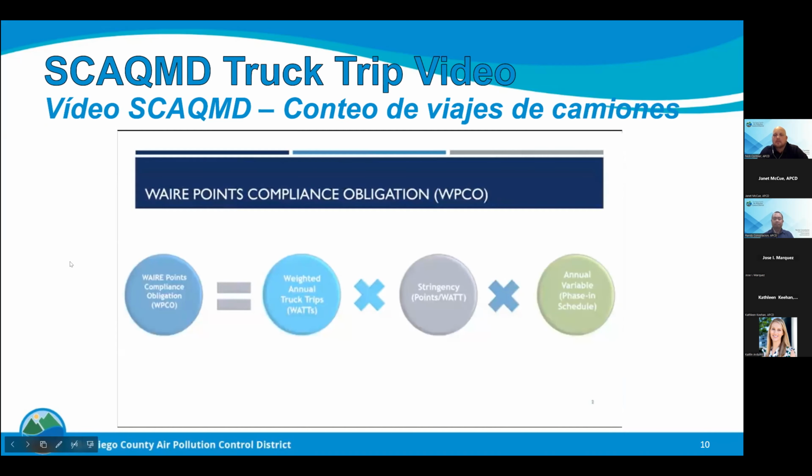Warehouse operators need to count truck trips in order to calculate their WarePoint compliance obligation, or WPCO. Their WPCO is determined by the weighted annual truck trips, or WATTs, the stringency, and the annual variable. Truck trip counts are used to determine the WATTs. More information on this calculation is discussed in training video number 1.